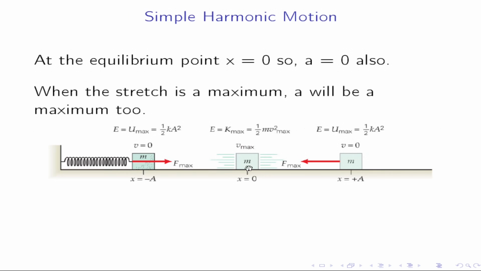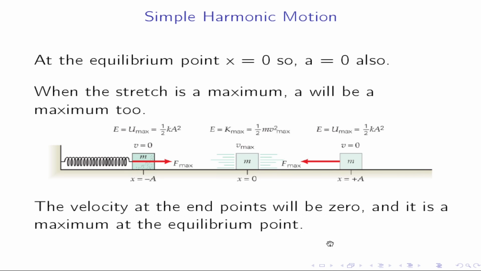We have the same spring and mass system. Here x equal to 0 is the equilibrium point, and x equal to A and x equal to minus A are the extreme points. At the equilibrium point, the system has maximum velocity, that is V max, and at the two extreme points, its velocity V is equal to 0. Thus, at the equilibrium point, the energy is completely kinetic and thus K max is equal to half m V max square. At the extreme points, the energy is fully potential. Therefore, E is equal to U max is equal to half k A square. In between these points, it's a mix of kinetic and potential energy. Thus, the velocity at the end points will be 0 and it is a maximum at the equilibrium point.